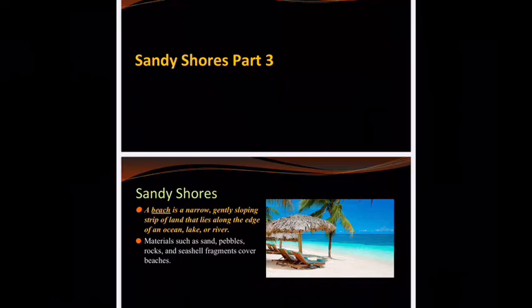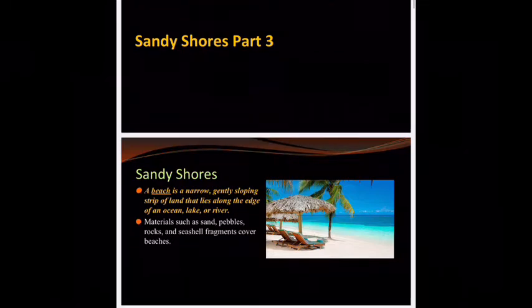Alright, so let's talk about beaches. You can find beaches on rivers and lakes, but the ones that we really are interested in are the ones in the ocean. So we've got this narrow, gently sloping strip of land that lies along the edge of an ocean, in our instance. Now usually you're going to find sand, but sometimes there's rocky shores that have pebbles and lots of fragments of seashells that cover the beach.